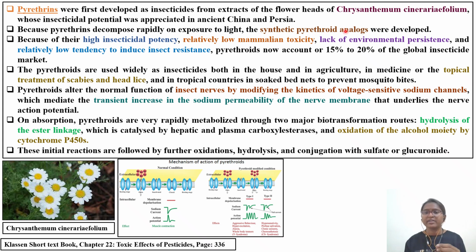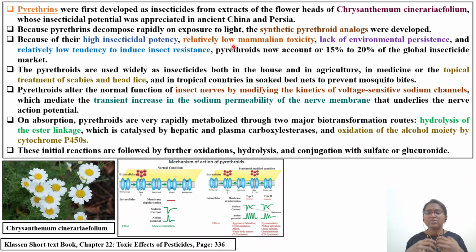The synthetic pyrethroid analogs they developed. Because there are some drawbacks with respect to natural pyrethrins, scientists soon realized, let's bring synthetic pyrethroids. Because of their high insecticidal potency, when compared to other insecticides, they still have a major role. Why? Because they have high insecticidal potency, meaning at low doses they are able to kill more insects, and relatively low mammalian toxicity.